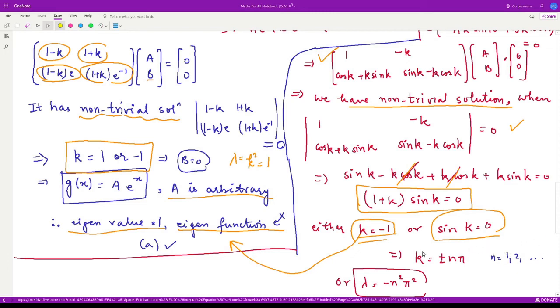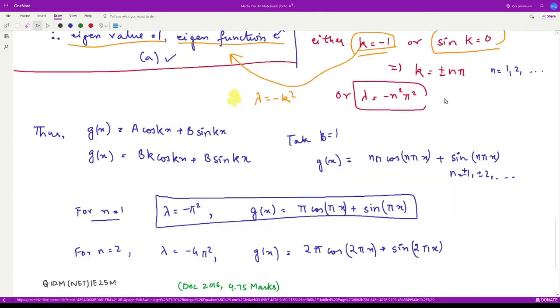Therefore, what was our lambda? Lambda was minus k square, right? Therefore, what is k? n pi, so it would be minus n square pi square. So this is our lambda. These are the eigenvalues or the characteristic numbers, right? And our solution g of x was a cos kx plus b sin kx, right?